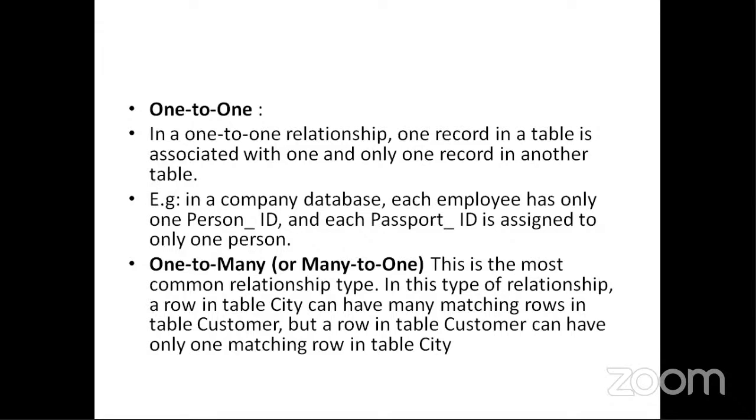Next is the one-to-many or many-to-one relationship. This is the most common relationship type. In this type of relationship, a row in table city can have many matching rows in table customer. In city, you can take the columns as city ID and city name, and this city will identify two matching rows in table customer. But a row in table customer can have only one matching row in table city.